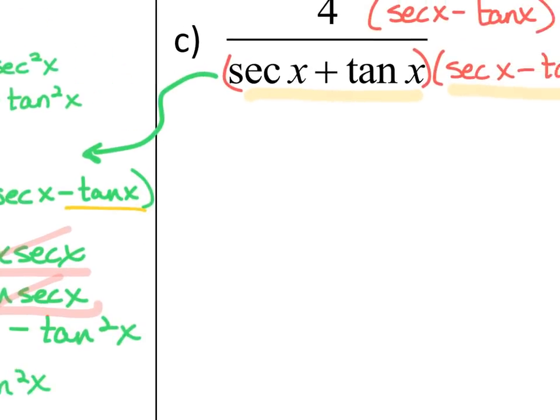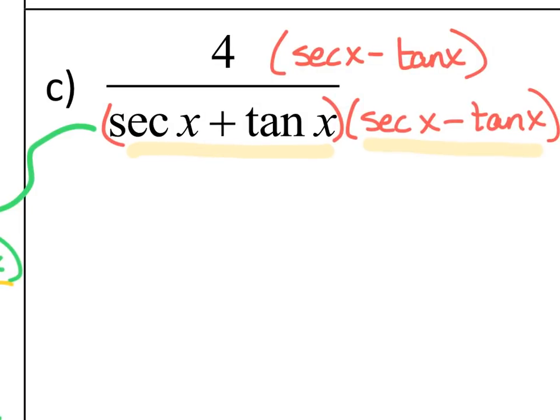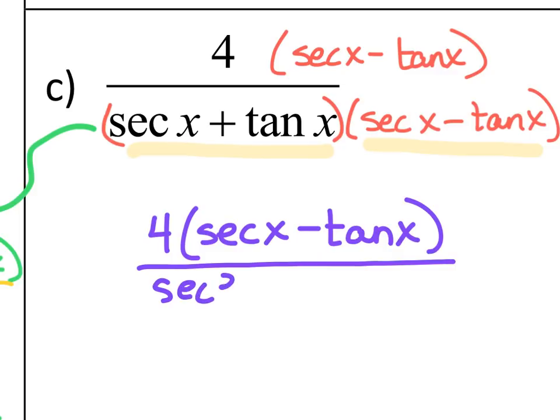So I'm going to go back up here and replace that denominator with secant squared minus tangent squared. So my numerator is 4 times secant of x minus tangent of x. And my denominator is what I just computed. So secant squared of x minus tangent squared of x.